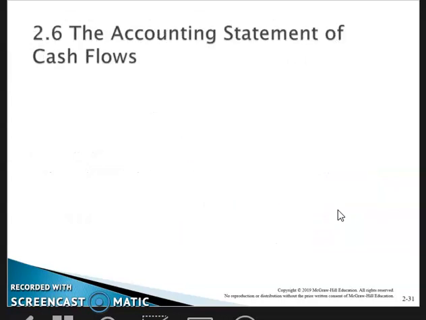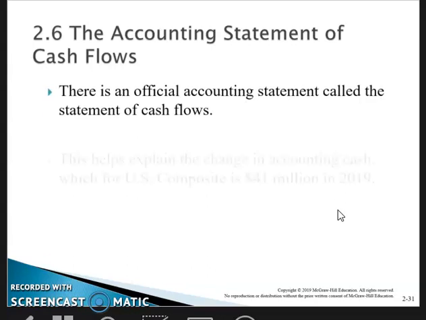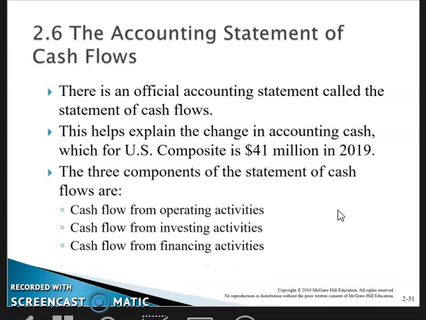There's an accounting statement of cash flows that helps us explain the change in accounting cash for our fictitious corporation for the year. There are 3 components of the statement of cash flows: the cash flow from operating activities, cash flow from investing activities, and cash flow from financing activities.